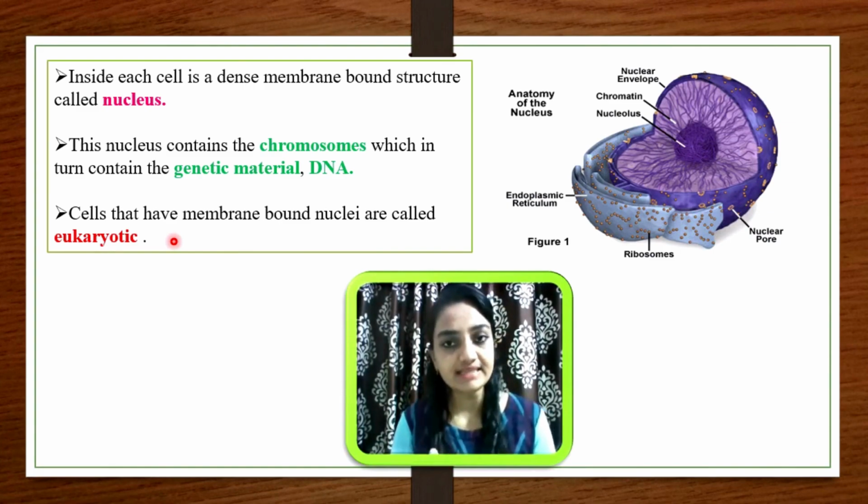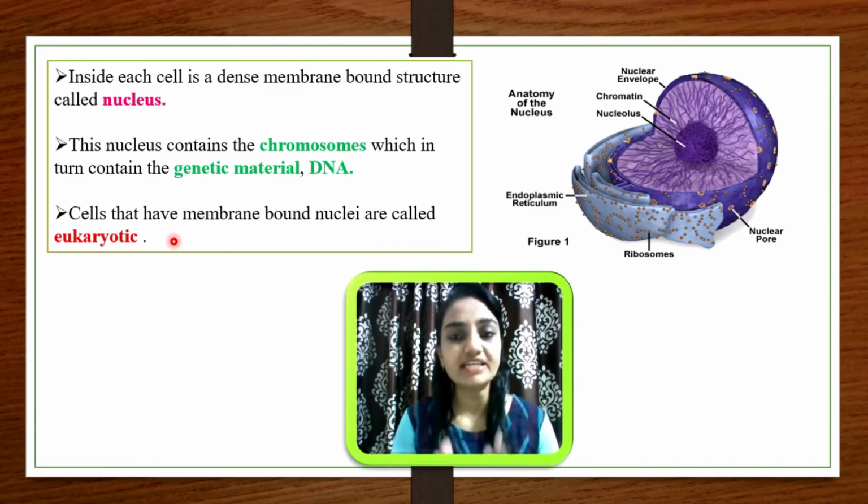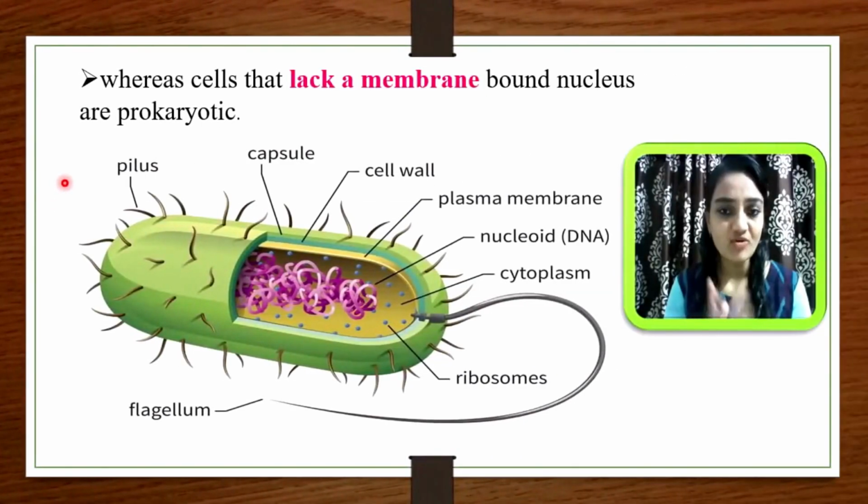So in this way, cells can be divided into two groups, eukaryotic and prokaryotic. Let me define what a prokaryotic cell is. Cells that lack a membrane surrounding the nucleus, or a membrane-bound nucleus, are called prokaryotic cells. Here you can see a prokaryotic cell, a typical bacterial cell. Here you can see the nucleus is not bound by a membrane.